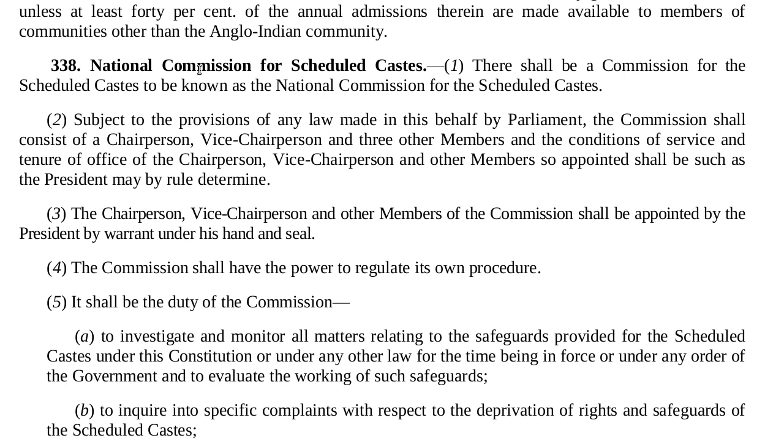Article 338: National Commission for Scheduled Castes. (1) There shall be a commission for the Scheduled Castes to be known as the National Commission for Scheduled Castes. (2) Subject to the provisions of any law made in this behalf by Parliament, the commission shall consist of a chairperson, vice-chairperson and 3 other members, and the conditions of service and tenure of office of the chairperson, vice-chairperson and other members so appointed shall be such as the President may by rule determine. (3) The chairperson, vice-chairperson and other members of the commission shall be appointed by the President by warrant under his hand and seal.